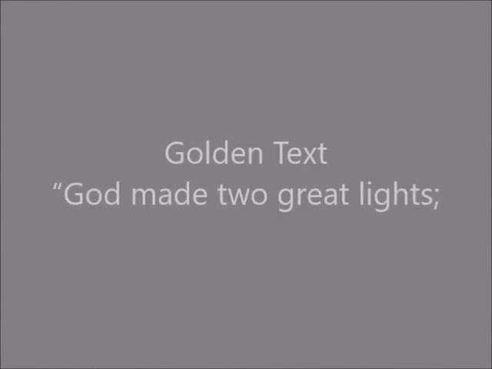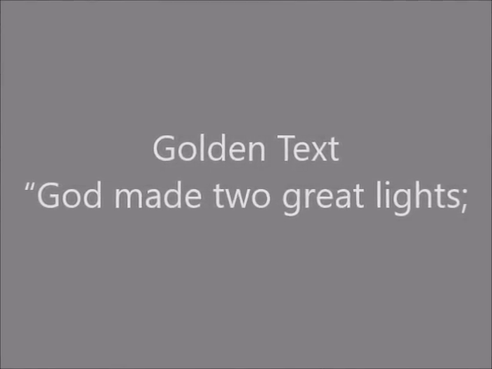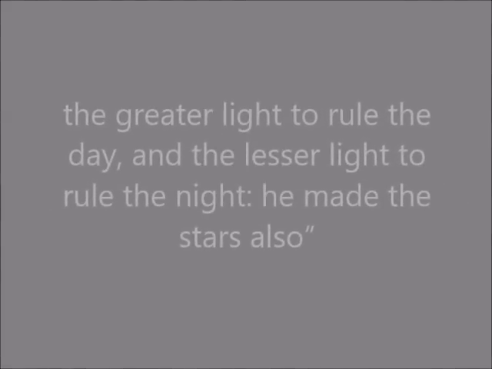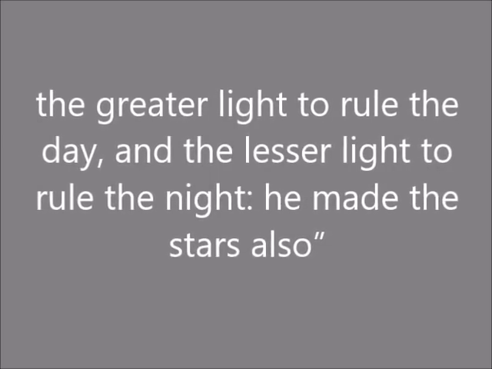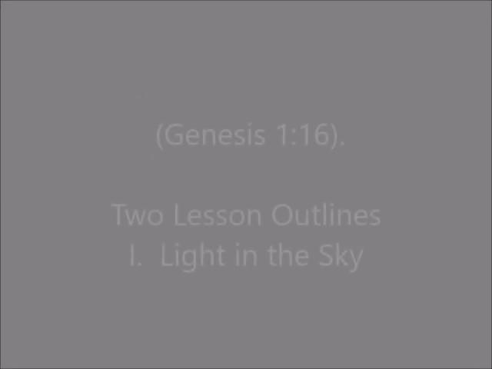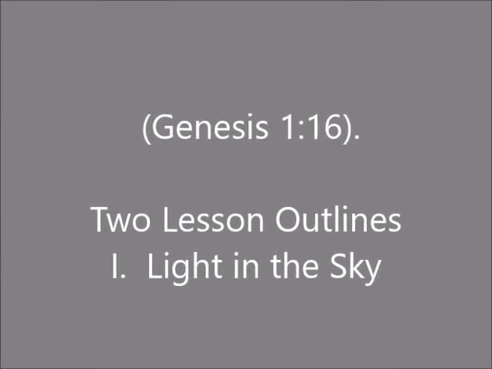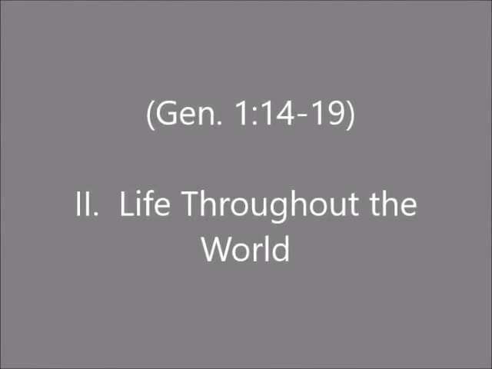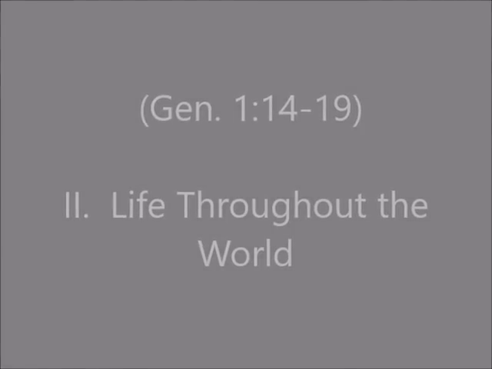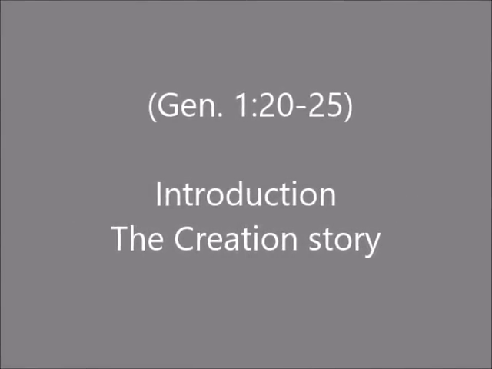Verses 24 through 25. Golden text: God made two great lights, the greater light to rule the day and the lesser light to rule the night. He made the stars also. Genesis 1:16. Today we have two lesson outlines. The first, lights in the sky, Genesis 1:14 through 19. And the second is life throughout the world, Genesis 1:20 through 25.